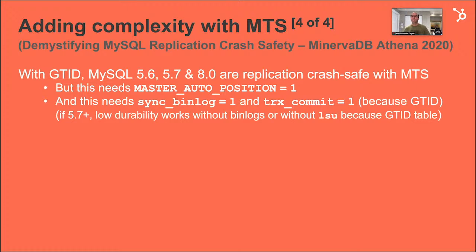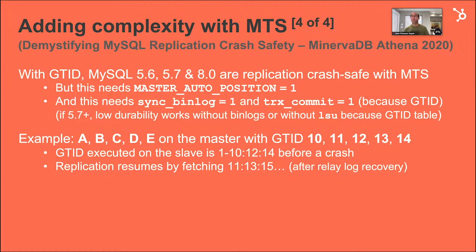So what about with GTID? With GTID, parallel replication is replication crash safe, but you need to enable GTID replication. So you need to set master_auto_position equal 1, and with GTID, you need sync_binlog equal 1, and you need trx_commit equal 1, unless you have binary logs on the slave.